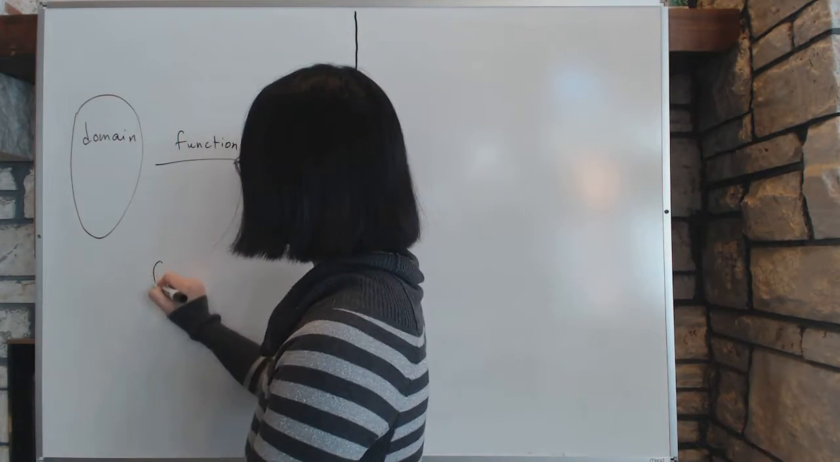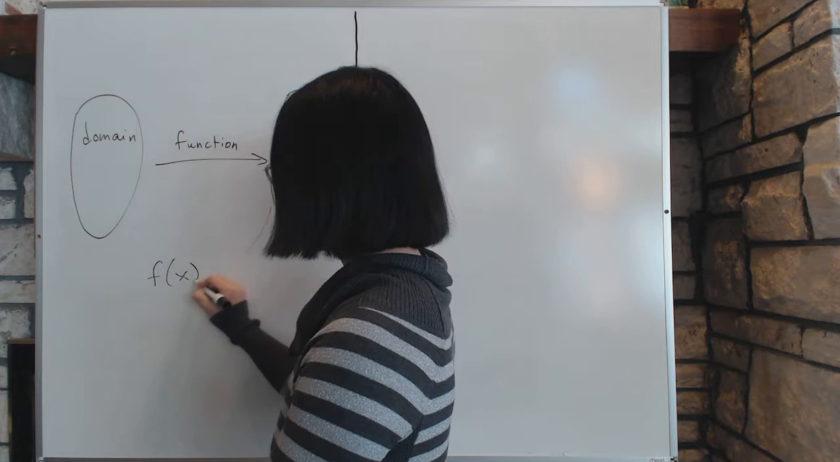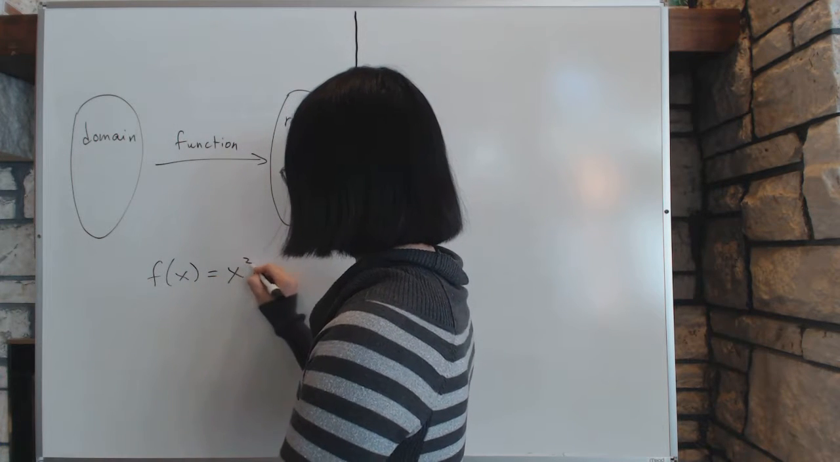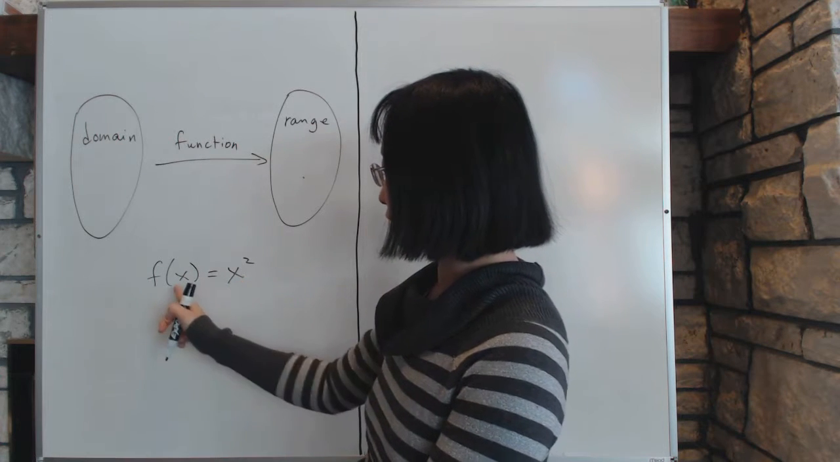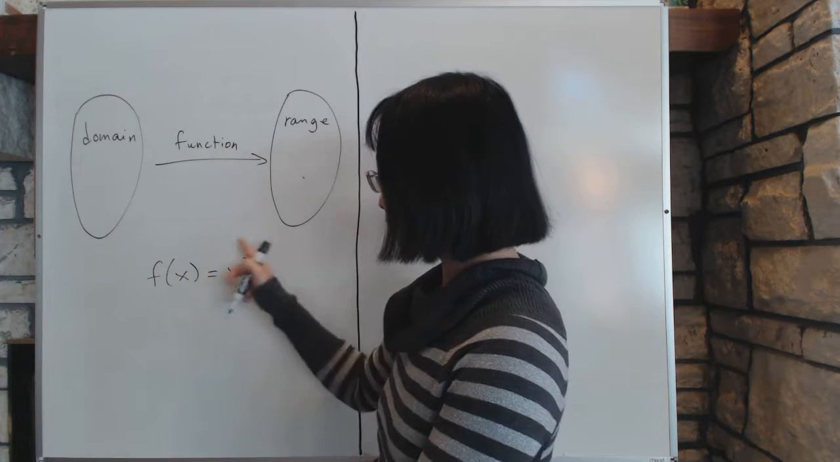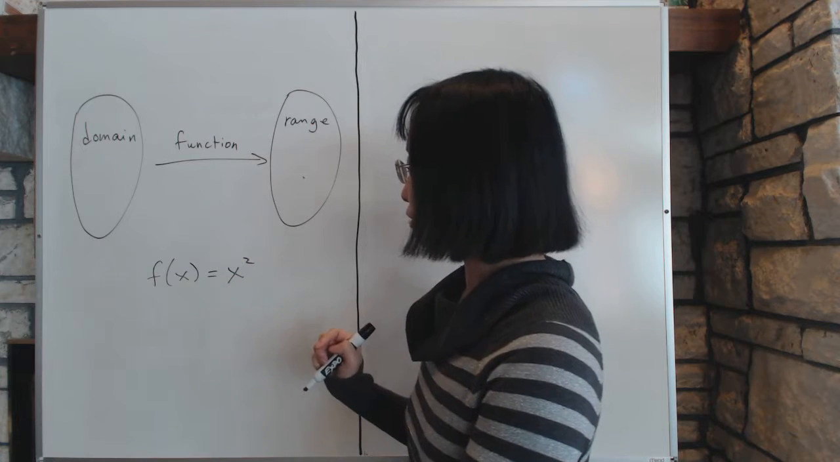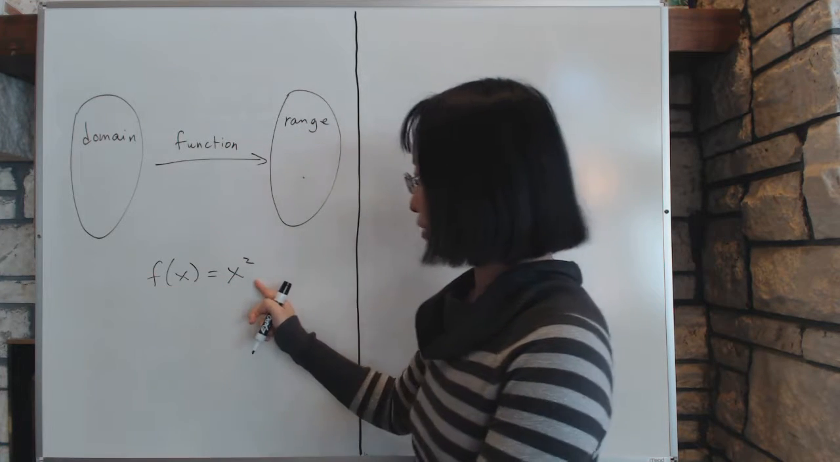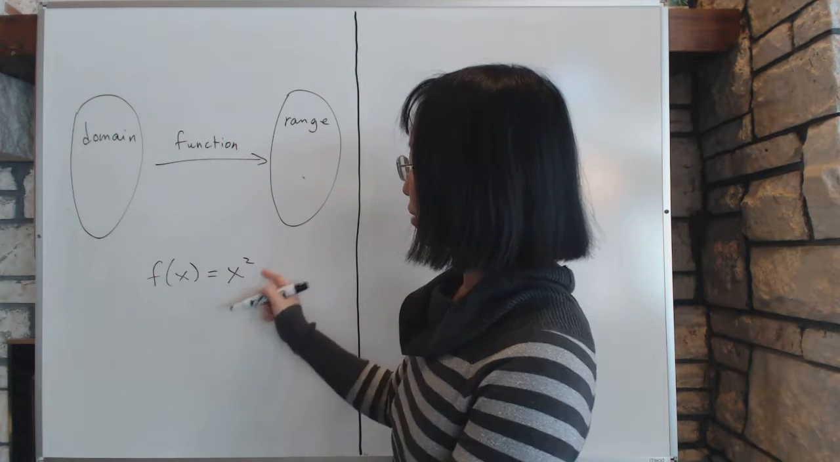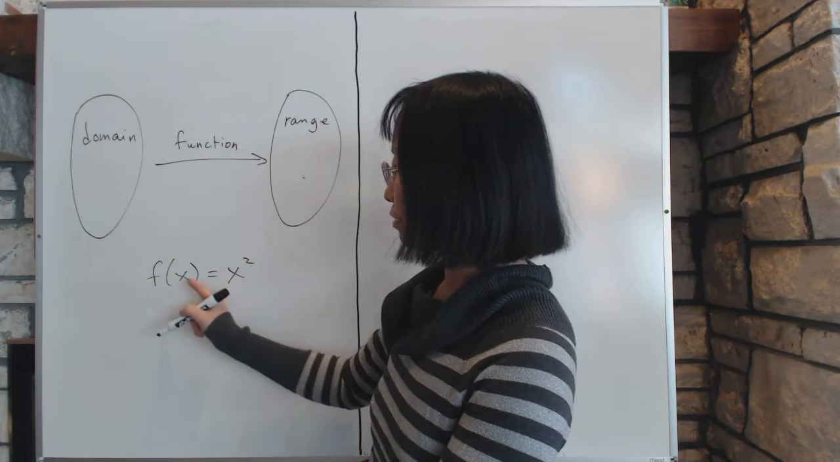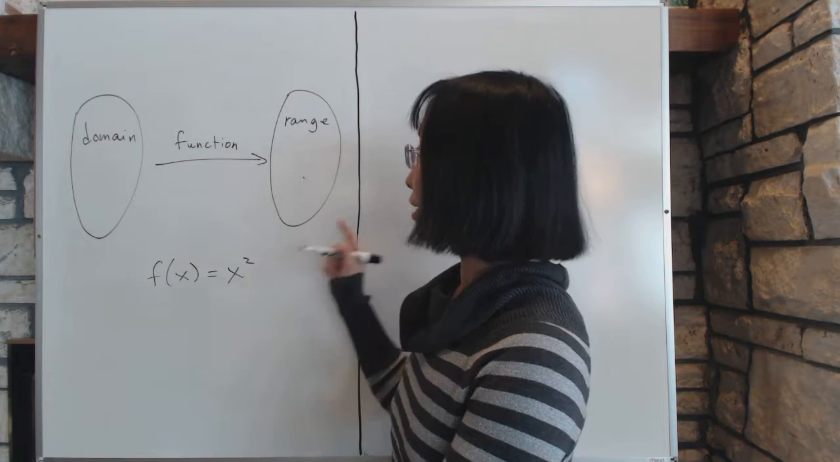For example, let's say your function f of x equals x squared. This notation means that you take whatever's in here and do this to it. So that's the input and this is the process, what you're supposed to do. Now this particular function has a domain that's the entire real numbers, because any real number can be squared, and the function's job is take whatever number you give it, square it, and spit it out.